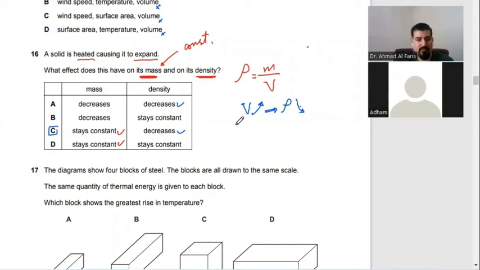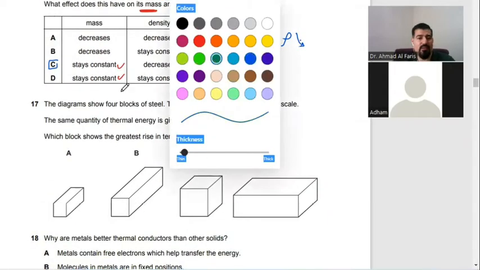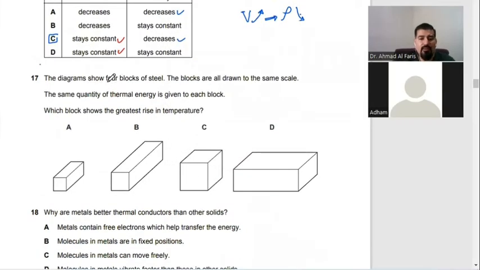Good. Question 17, sorry. The diagram shows 4 blocks of steel. The blocks are all drawn with the same scale. The same quantity of thermal energy is given to each block. Which block shows the greatest rise in temperature? Which one has the greatest rise in temperature?